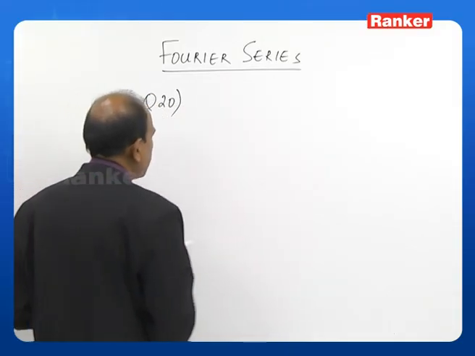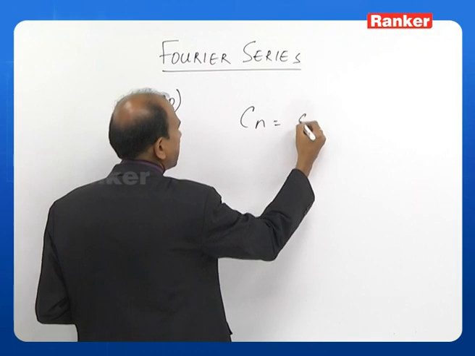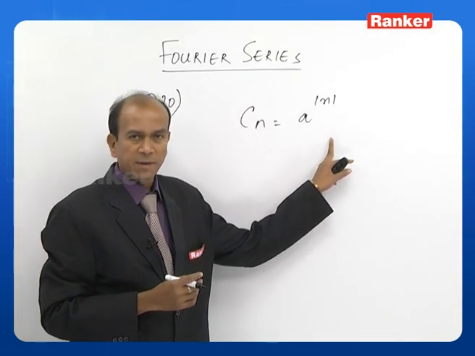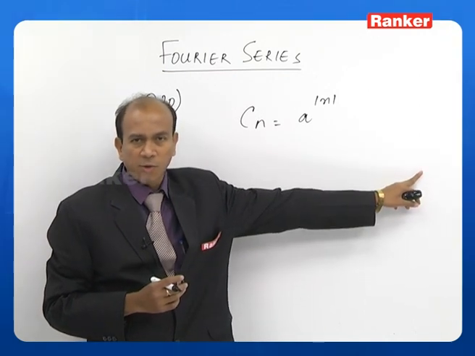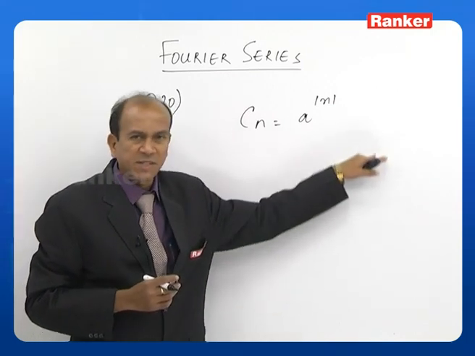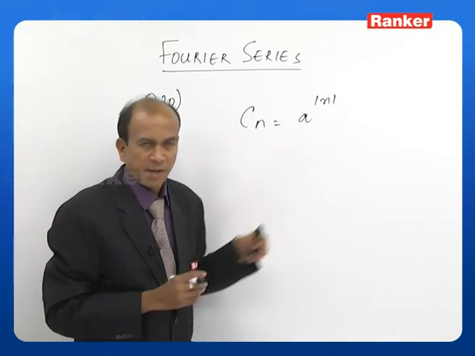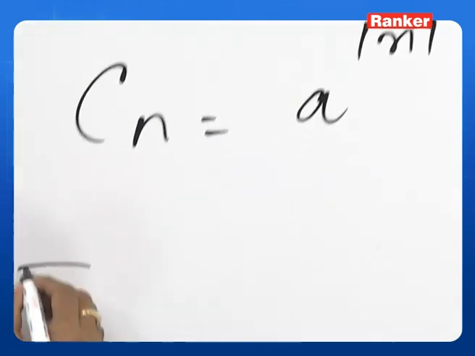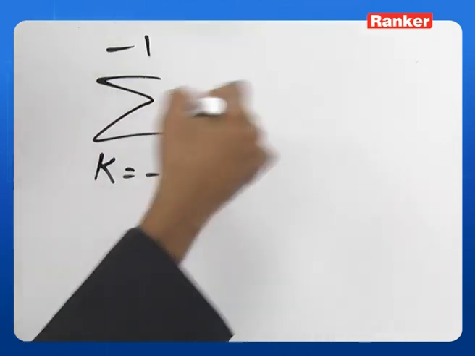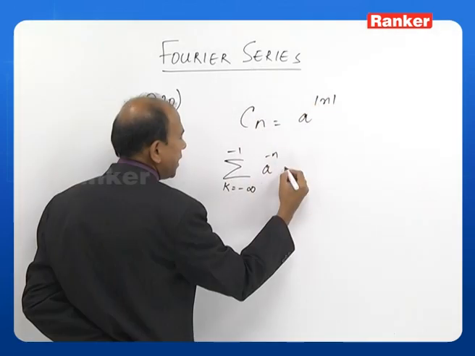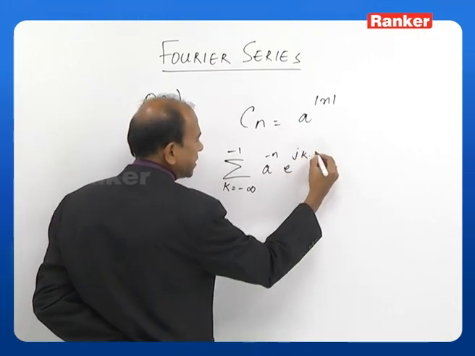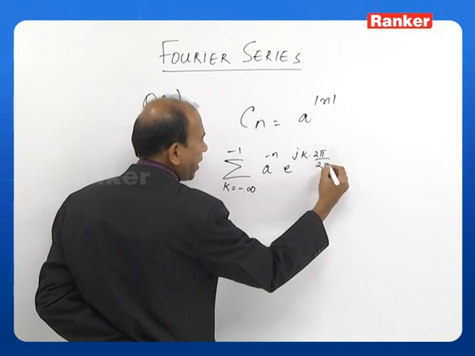Okay. So, what is Cn given as? Cn is given as a to the power of mod n. That means n will take two kinds of values here, negative and positive. So, it will be minus infinity to a certain value, then 0 to plus infinity. So, we have to take two summations here. Let us take that here. The first summation, let us take it as k, will start from minus infinity to, let us say, minus 1, because we have to take care of the first one, e to the power of j k omega naught t. The period is given as 2 pi, so omega naught is 2 pi by 2 pi, into t.